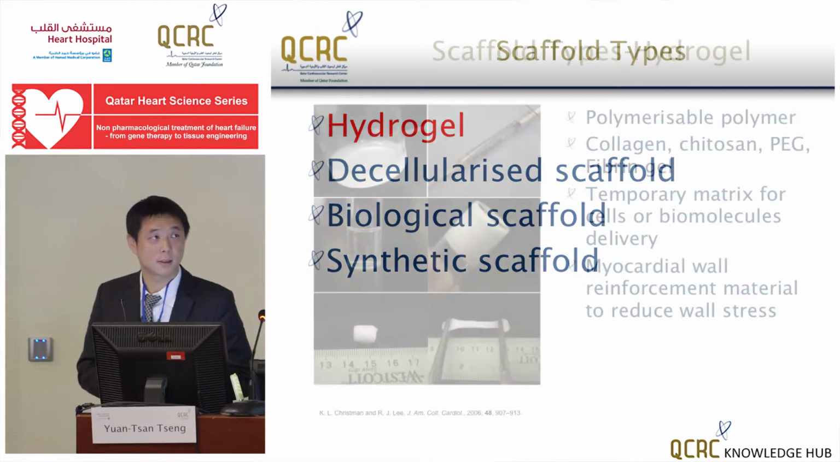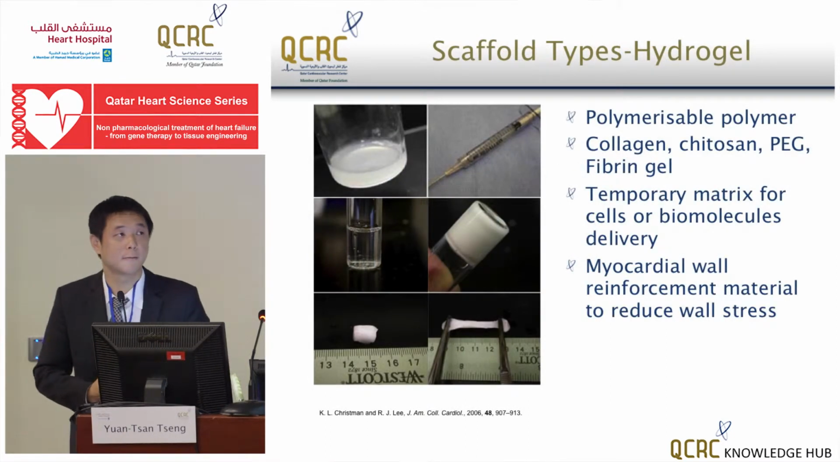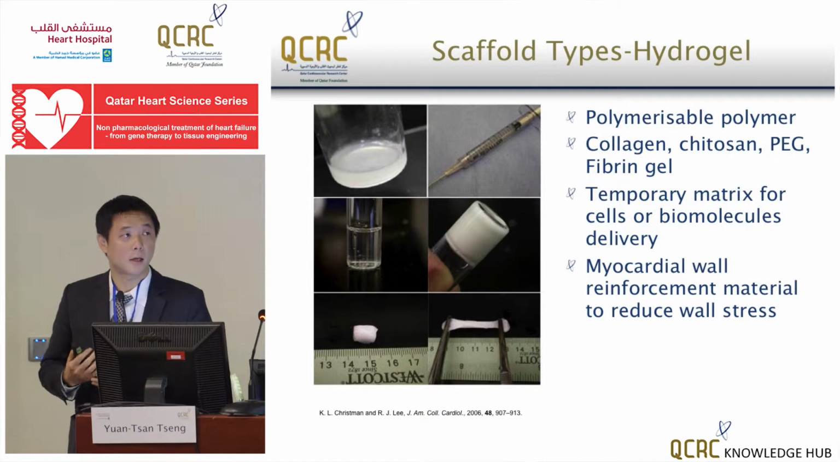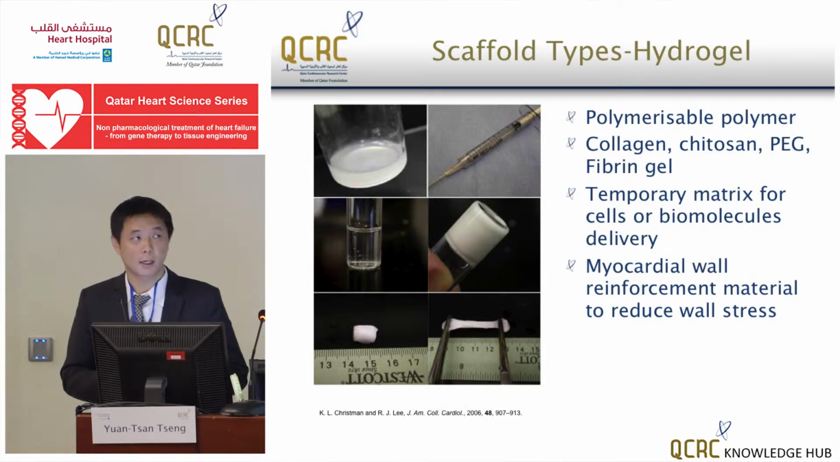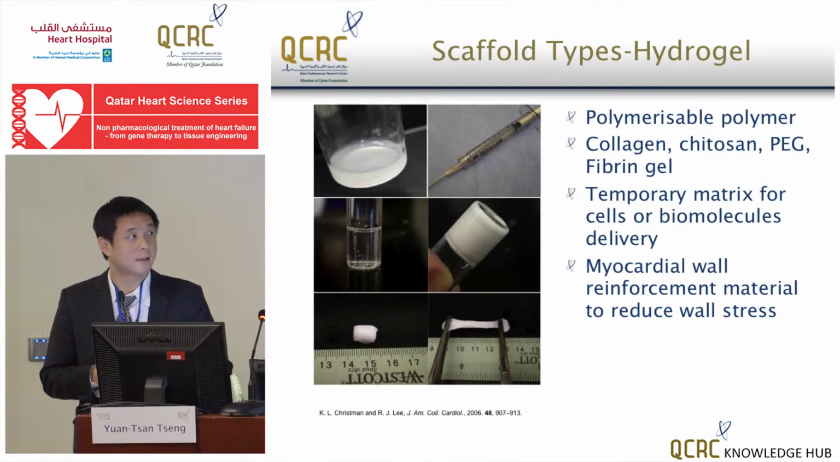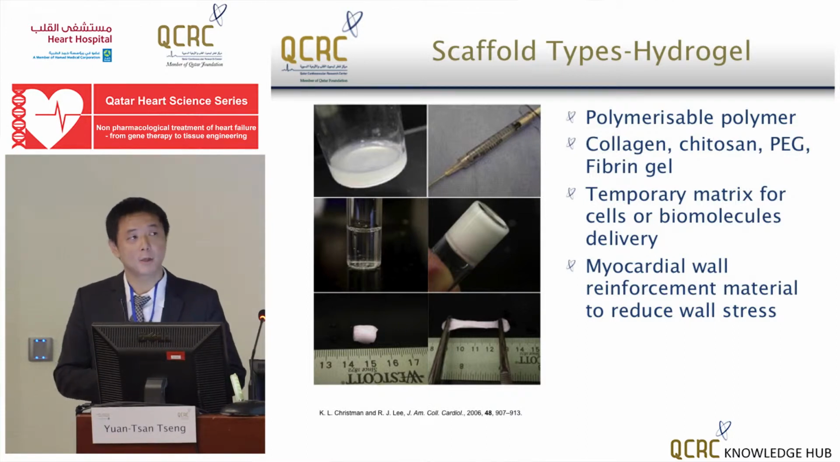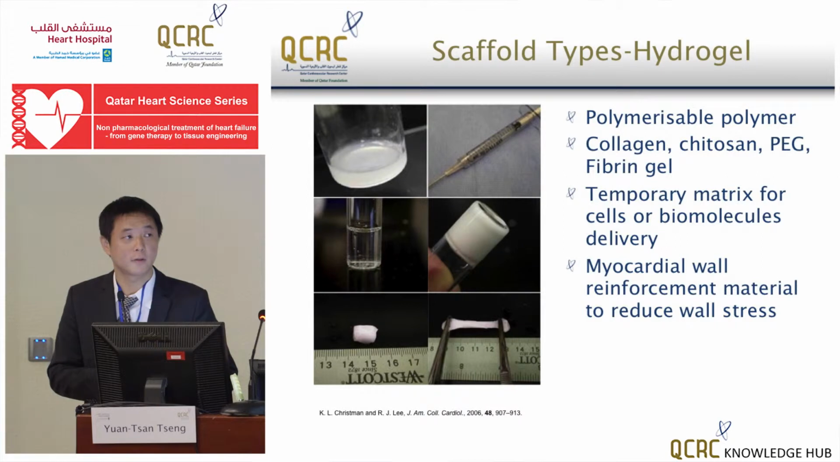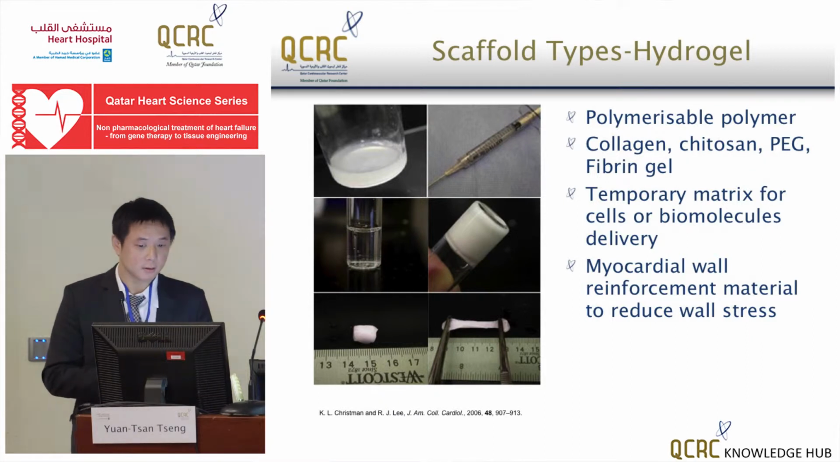The hydrogels generally are polymerizable polymers made from either collagen, chitosan, polyethylene glycol, or fibrin gels. You can have clear solutions and then generally polymerize into something solid. This mainly acts as a temporary matrix for cells or biomolecular delivery. And you could also add myocardial wall reinforcement, where some of the gels can be designed to have very good stretch, stiffness, and mechanical properties.